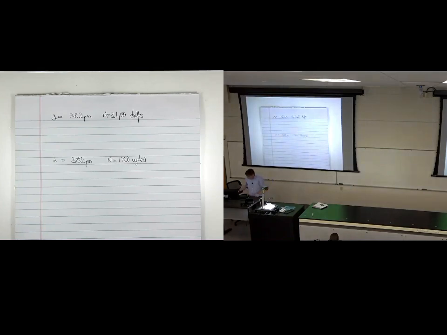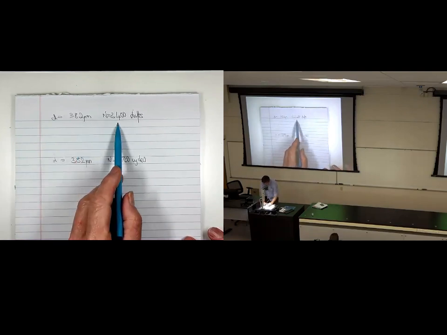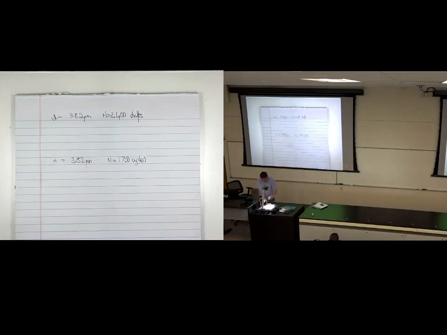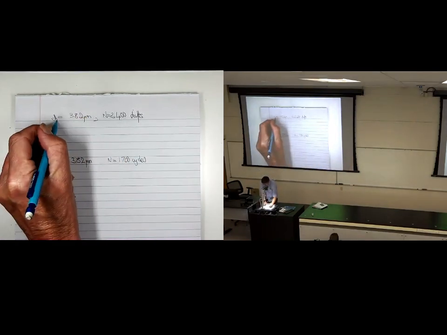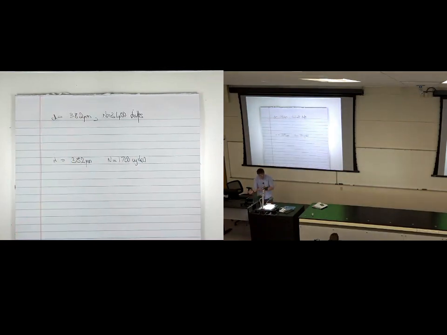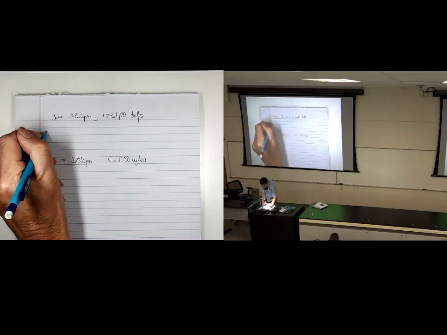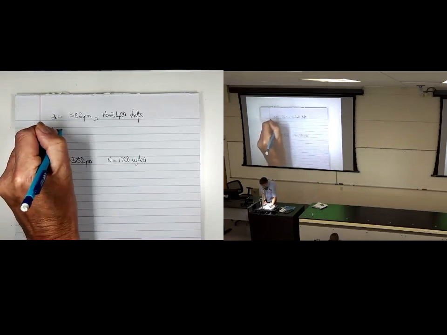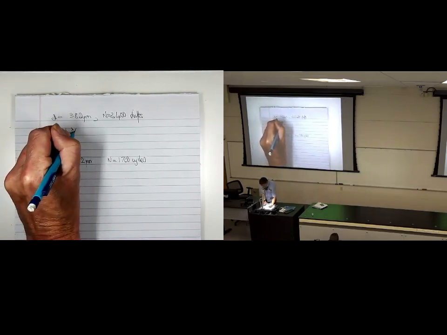Here we are. So I wrote out the information we were given in the problem. The distance D that we moved the mirror, 382 microns. The number of shifts, this is from dark to bright or bright to dark, was 3,400. With this information, we can calculate the wavelength. The master equation was this one here.